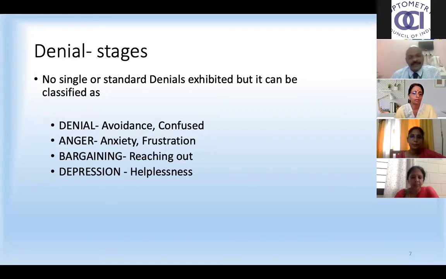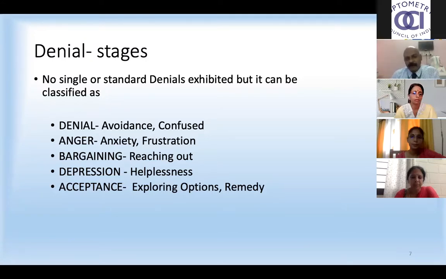The next stage is depression, where the patient feels helpless, that he cannot help himself better without any correction. So a kind of helplessness seeps in. And the last one is acceptance. In acceptance, he explores options. He understands that he requires some form of correction, some form of help to read and to do near tasks. So he starts looking at remedial options, maybe glasses, maybe contact lenses, maybe single vision glasses, whatever it is. Can some kind of remedial measure be taken? That's what he sees.